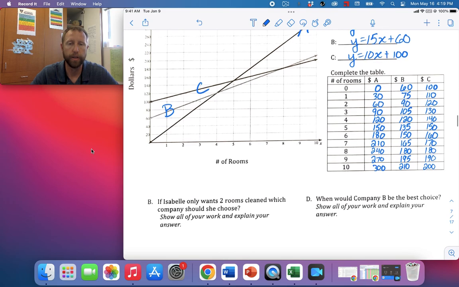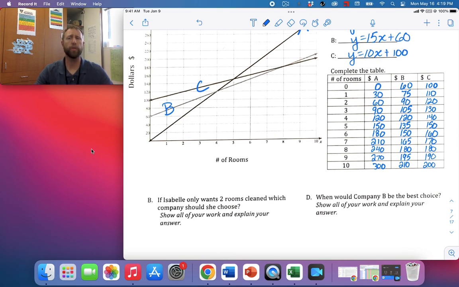Okay, so I can use the table or the graph or the equation to answer these questions. It says if Isabel only wants 2 rooms cleaned, which company should she choose?